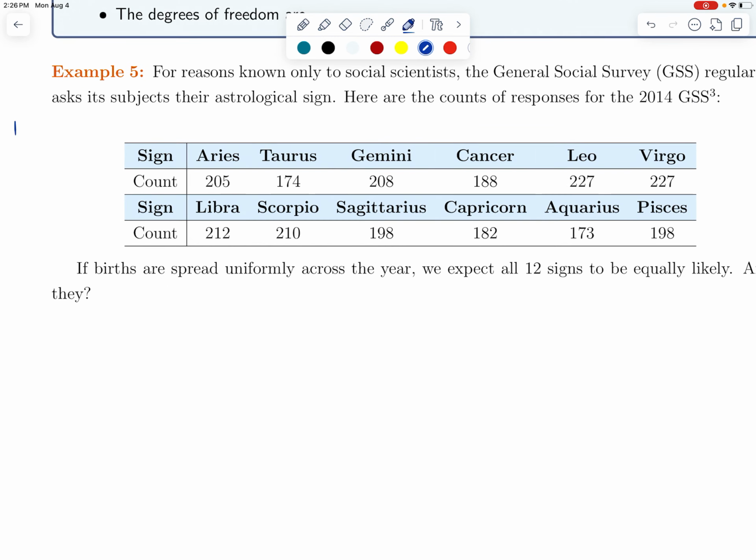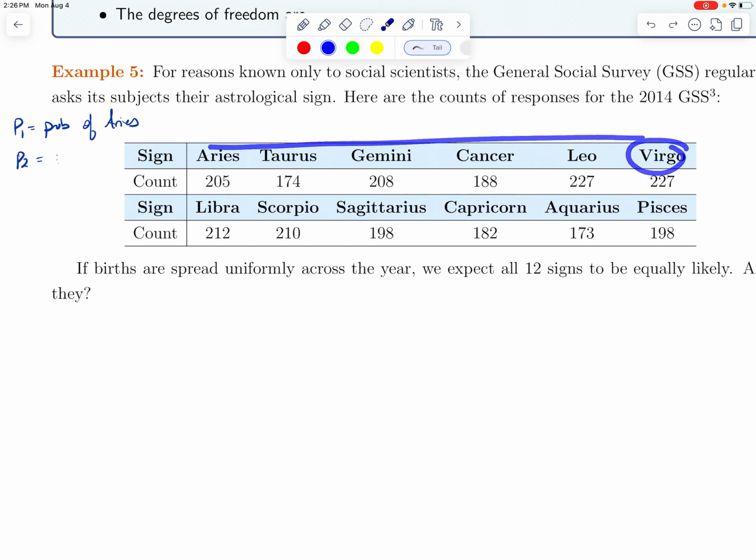Let's let P1 be the probability of being an Aries, and then P2 is a Taurus, and so forth. We'll go this way. Virgo would be P6, P7 would be Libra, 8, 9, 10, 11, 12. Okay. So we'll go down and we'll say P12 is the probability of the last one.